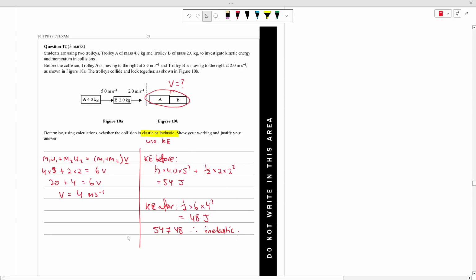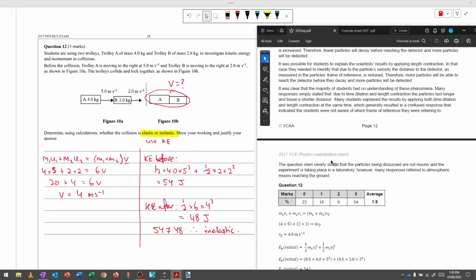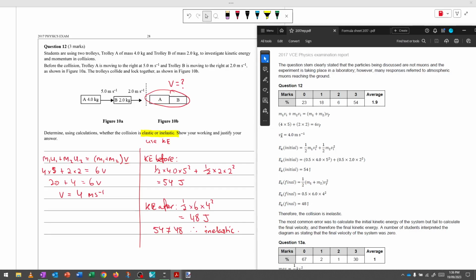You don't have to write a whole sentence about it. Just say, yep, I know the kinetic energy before, I know the kinetic energy after. I know they're not the same, therefore it's inelastic. Okay, let me just double check my numbers are right. So report. Yep, okay.